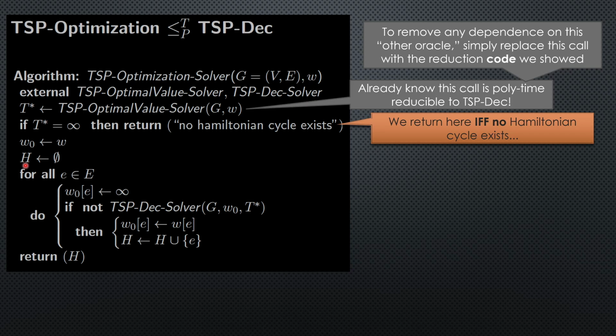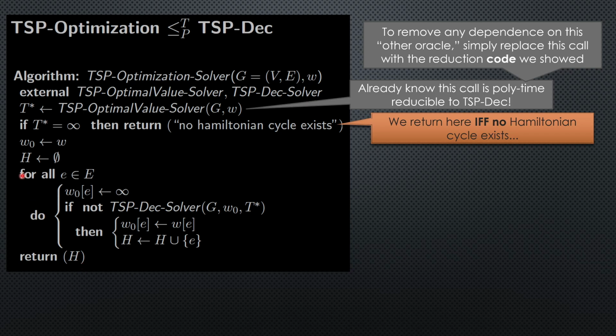Okay, and then H is actually going to explicitly contain the set of edges that are part of the minimum Hamiltonian cycle that we're going to construct. We're going to return H. We'll argue at the end that the H that we've returned is precisely the minimum Hamiltonian cycle.